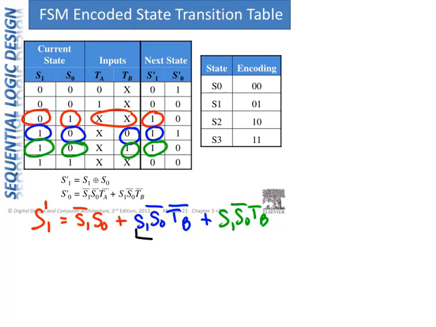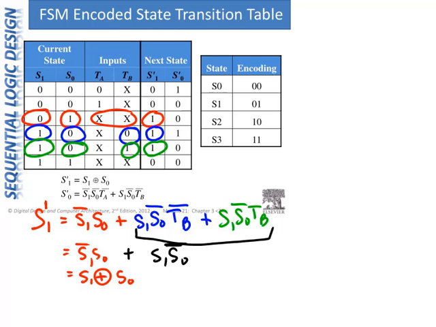So we can see that we can use combining for these last 2 terms and get just S1, S0 bar, and we bring down our other term. So we get S1 prime equals S1 XOR S0, that's the XOR function. Why do I write it with the XOR function instead of our minimized sum of products? Well, it's just easier for me to implement it with a single gate, a single XOR gate, instead of 2 AND gates, inverters, and an OR gate.